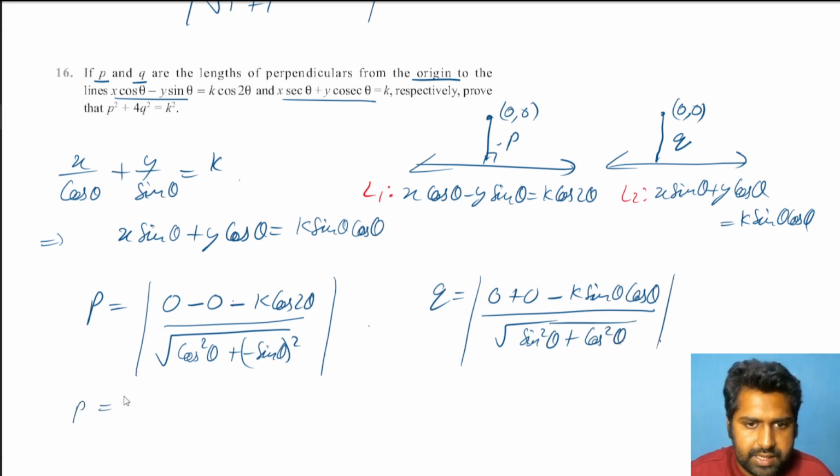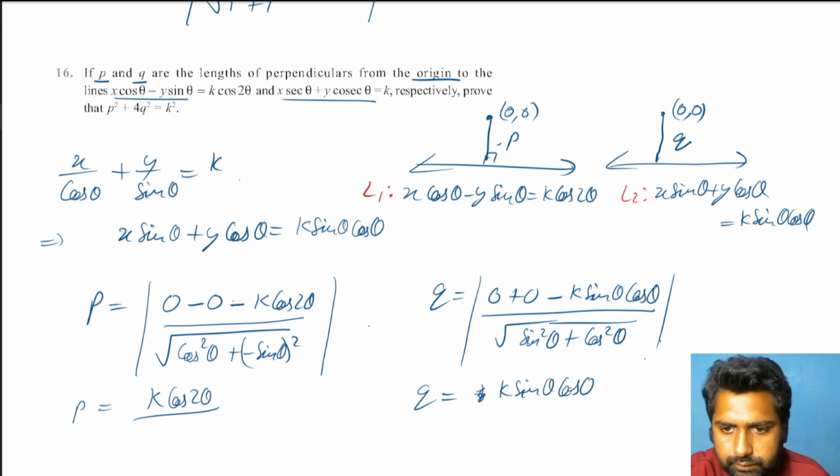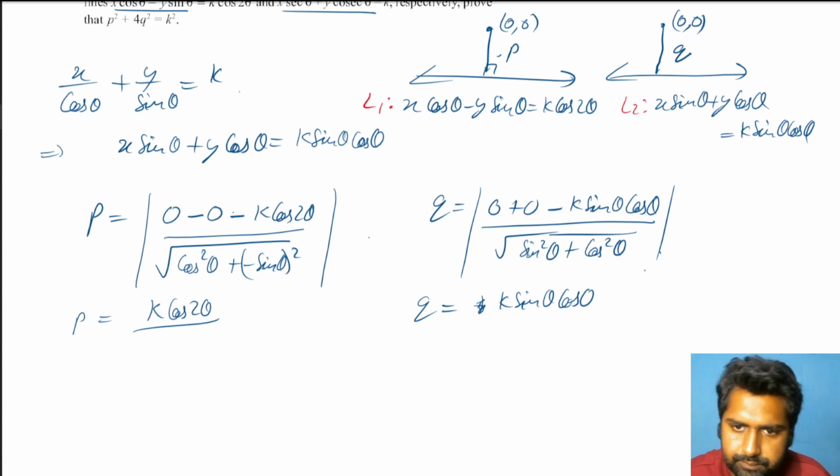So we get P as k cos 2 theta, because of the modulus I am taking positive. Cos square plus sin square is 1, so P is equal to k cos 2 theta, whereas this becomes plus, so k sin theta cos theta, and again the denominator sin square plus cos square is 1.